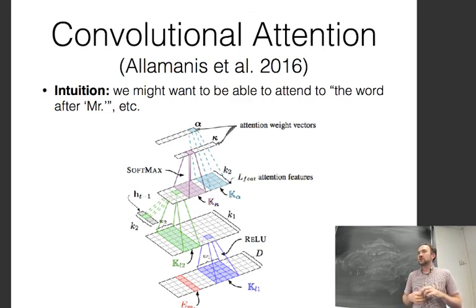So it makes a lot of sense if, let's say, you wanted to answer questions about people. And you might know that Mr. something is very often a person. The idea here is that when you make your attention decision, you also look at the neighboring words. So you can say, I want to attend to a word that's one next to Mr.